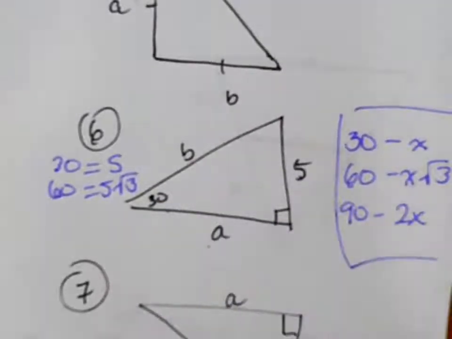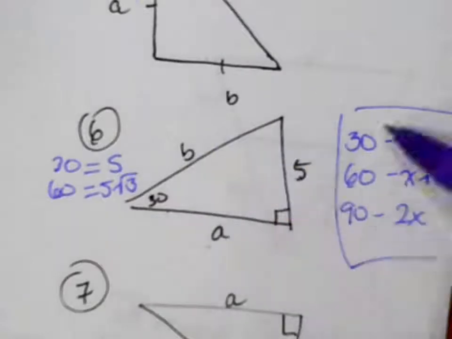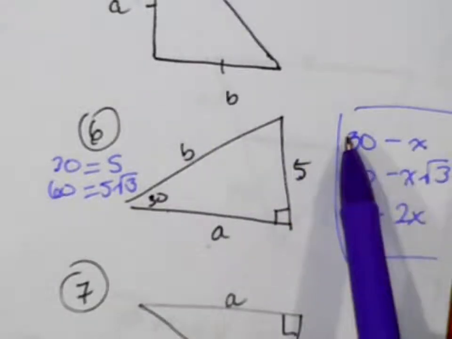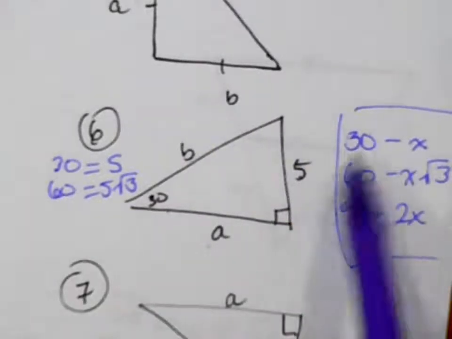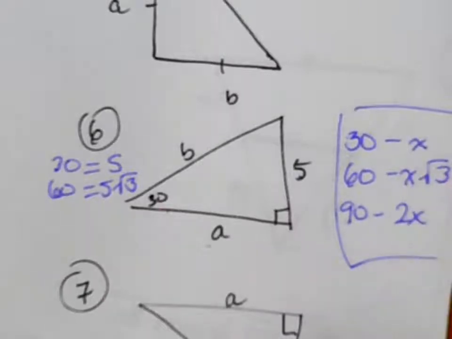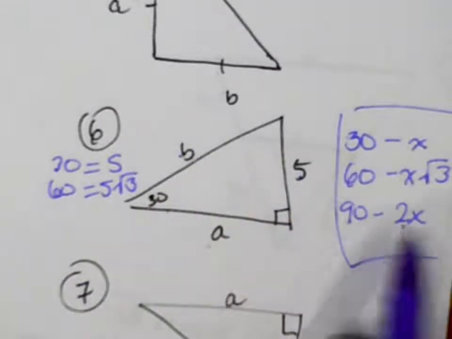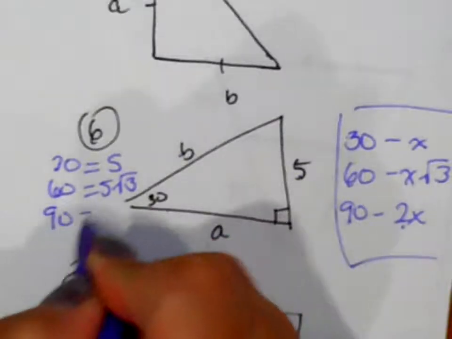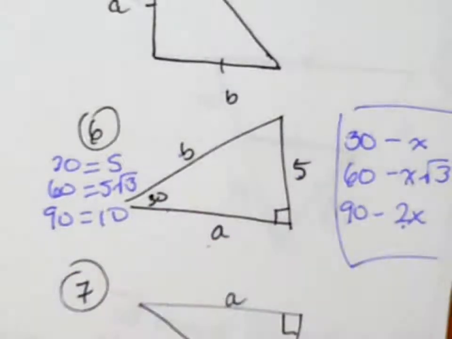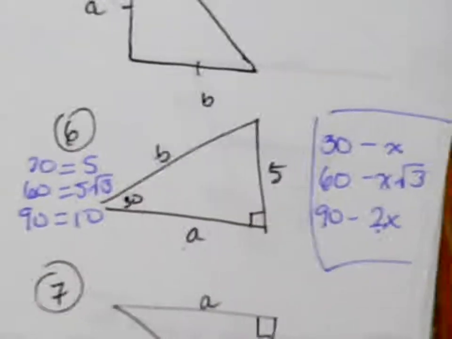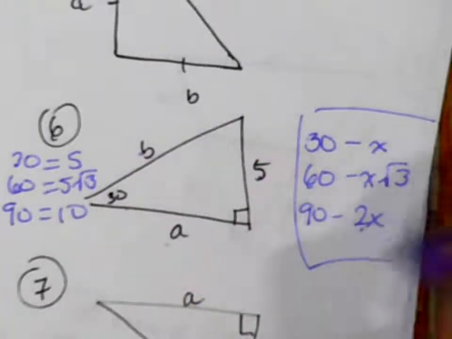Anytime you have a 30, 60, 90 triangle, your hypotenuse is double the short side. And opposite the 60 is always the short side rad 3. Okay? It's going to work like that consistently. So then we've got this guy right here is 2 times 5. So opposite the 90 is going to be 10. Right? So this is what I'm saying. You got to memorize this part.